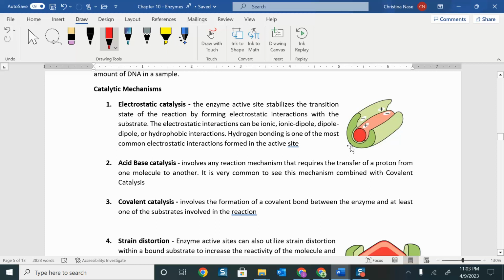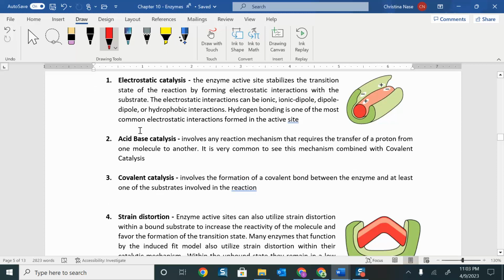You can also have hydrogen bonding. Hydrogen bonding is one of the most common electrostatic interactions, where you're basically just stabilizing this complex so that the reaction can happen. So you can have ionic, ion dipole, dipole dipole, hydrophobic, and hydrogen bonding. So any of those things where it's just based on a charge holding the structure together, that's going to be electrostatic catalysis. Acid-base catalysis: when you have an acid-base reaction, with a proton being transferred from one molecule to the other, that's acid-base catalysis.